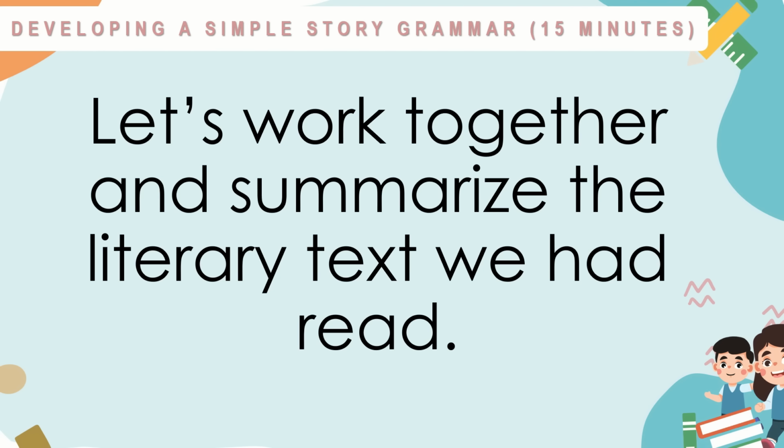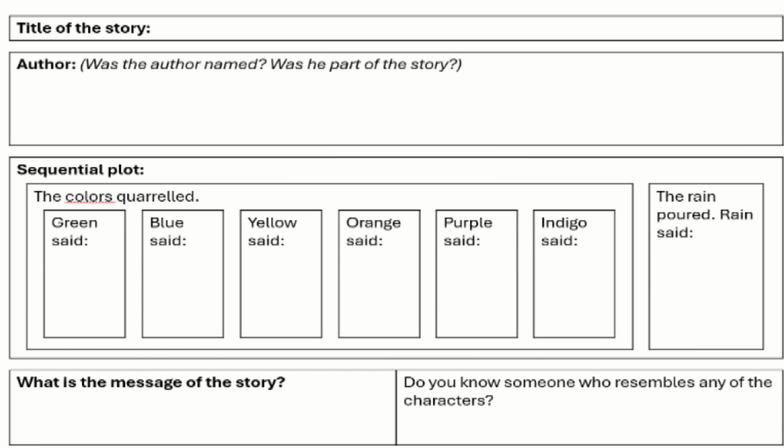Let's work together and summarize the literary text we had read. Give the title of the story, the author, what was the author named, was he part of the story? Sequential plot. What did the color green, blue, yellow, orange, purple, and indigo say? And so as well with the rain. What is the message of the story? Do you know someone who resembles any of the characters?